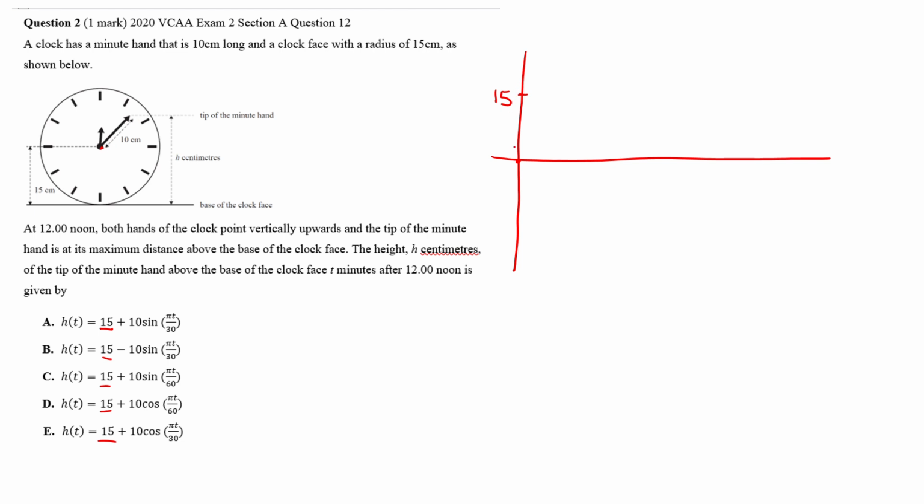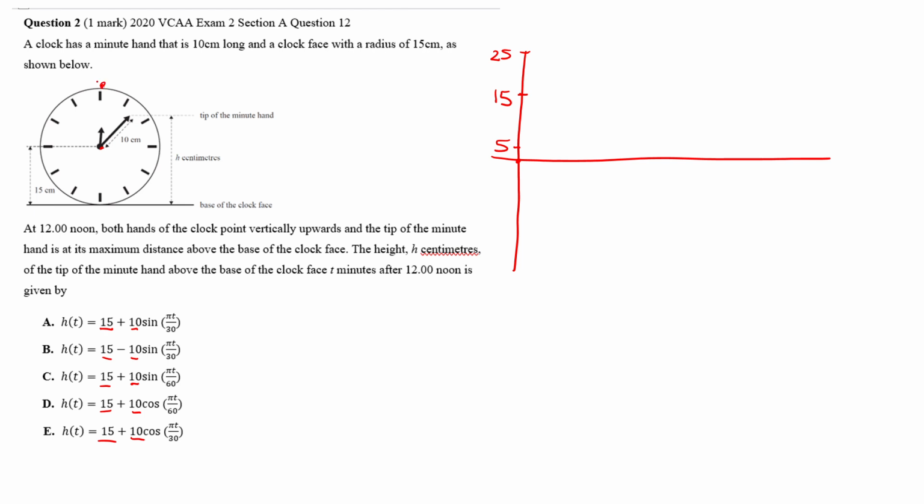My graph goes 10 down to 5 and 10 up to 25. So that means that is my amplitude. So I need 10 as my amplitude and all of them have it. But we've got a negative here. We'll talk about that in a minute. So this is where we need to look at the next part.